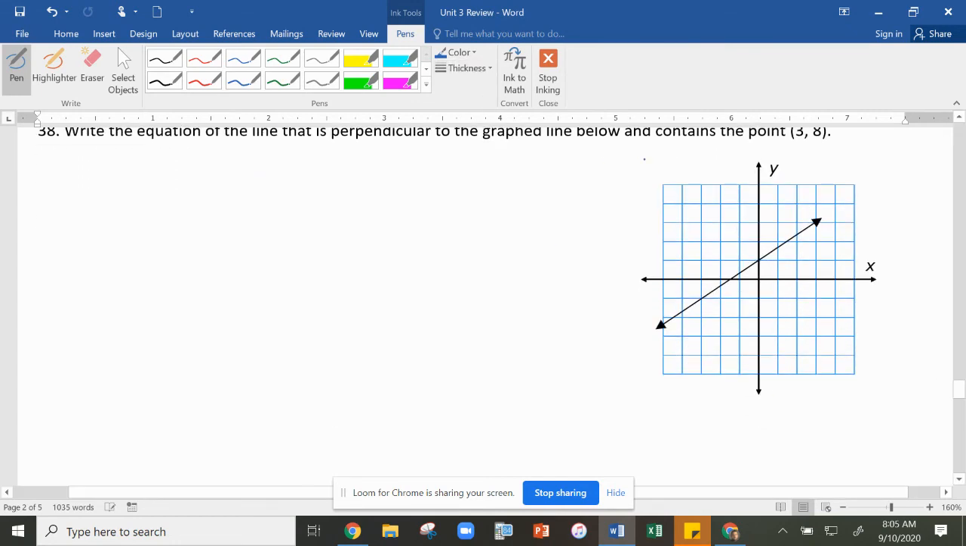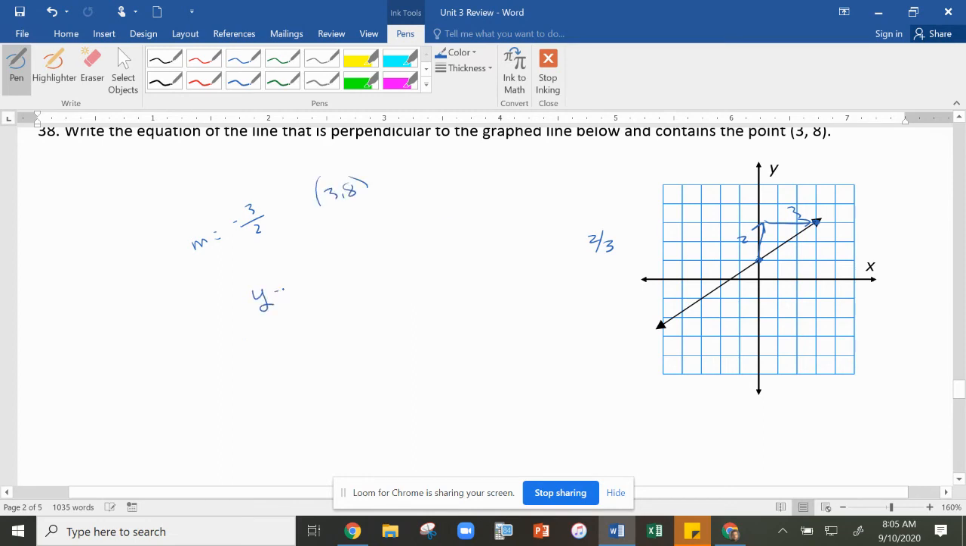Right, the equation of a line that's perpendicular to the one that's graphed here, so we're going to have to find the slope first. And so I'm going to pick these 2 points. I'm going to go up 2 and to the right 3. So the slope of this line is 2/3. So the negative reciprocal, we flip it and change the sign. And then we're going to use this point, 3, 8, to write the equation.